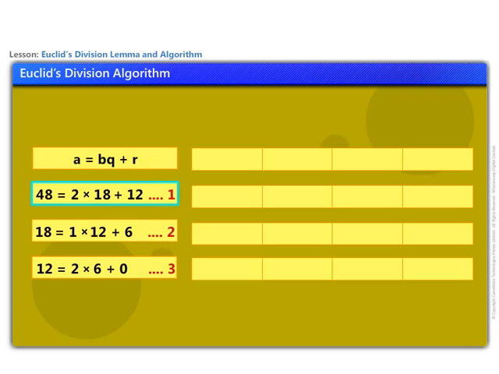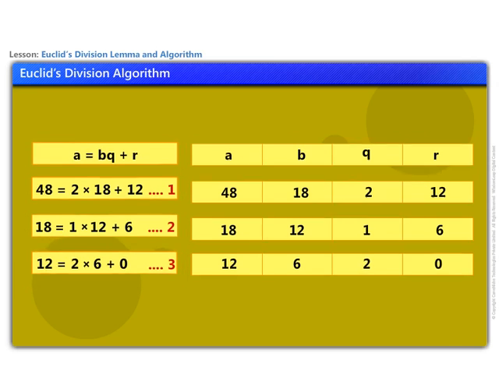We observe that in equation 1, a is equal to 48, b is equal to 18, q is equal to 2, and r is equal to 12. For equation 2, we have a is equal to 18, b is equal to 12, q is equal to 1, and r is equal to 6. Similarly, for equation 3, we have a is equal to 12, b is equal to 6, q is equal to 2, and r is equal to 0. All these equations satisfy Euclid's division algorithm.